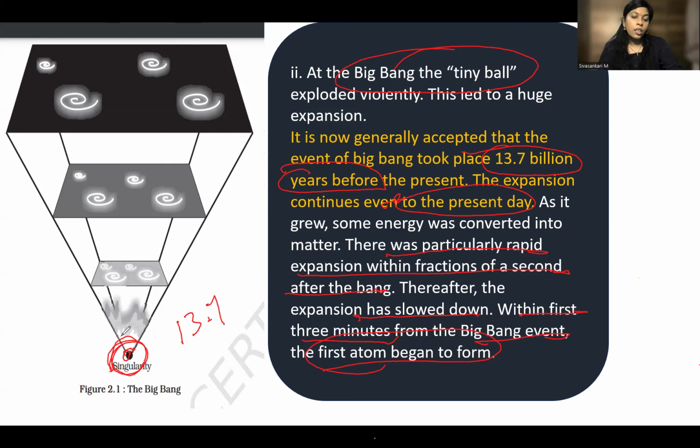Within a fraction of a second, huge expansion took place, and now the expansion has slowed down. So this is the second point you see in your geography book.